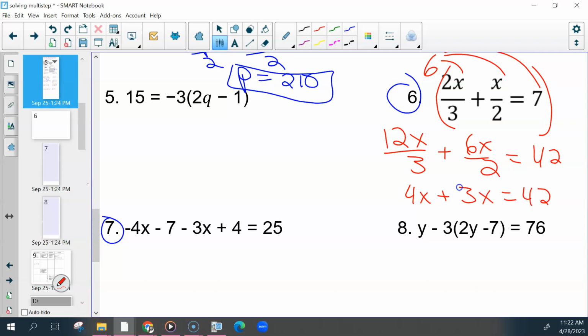So 6. But now we no longer have fractions. What would be our next step? Add 4 and 3. Page, make sure you're writing this down. Matt, make sure you're writing this down. And divide. So x equals what? Questions on that?